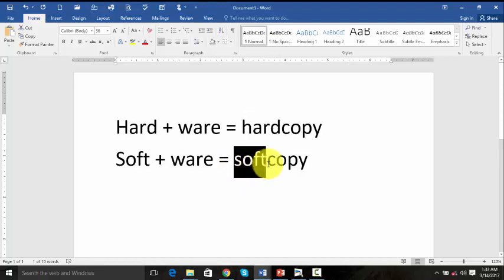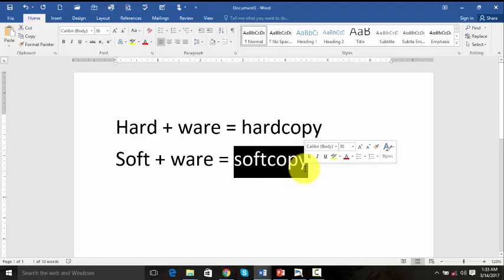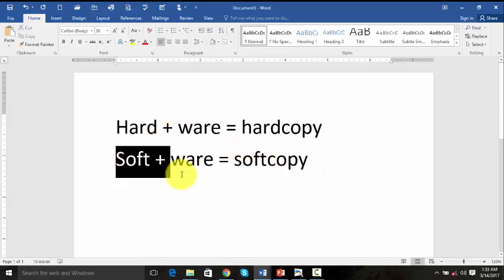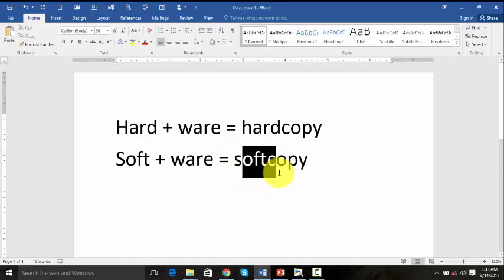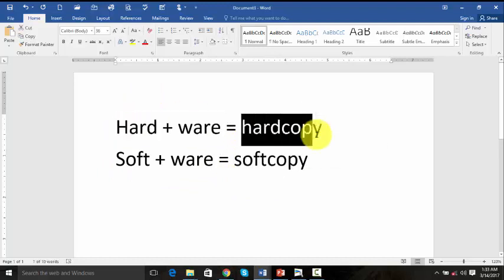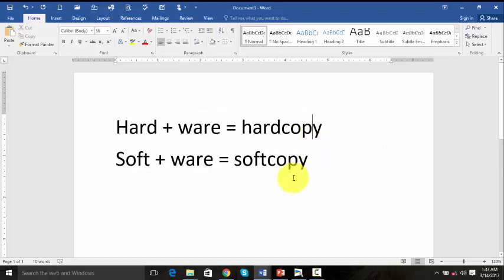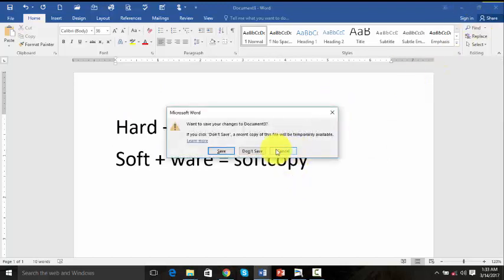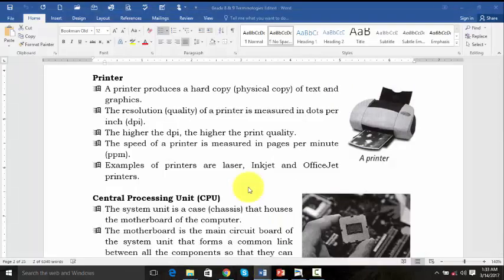Soft copy is the work which is inside the computer. We are able to view it or see it, but you are not able to carry it or touch it. That is the soft copy. From the word software, we have soft copy. From the word hardware, we have the word hard copy. Hard copy means a paper we are able to see and touch in our hands. So a printer produces a hard copy, a physical copy of text and graphics.